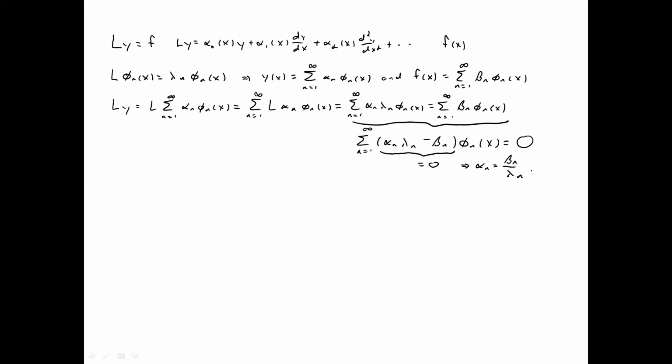Okay. And now we can write our expansion of y of x as the sum from n equals 1 to infinity of beta n over lambda n times phi n of x. Now recall that the beta n's are given by the inner product of phi n with the function f. Again, this is a standard part of the story of linearly independent orthonormal sets of eigenfunctions.